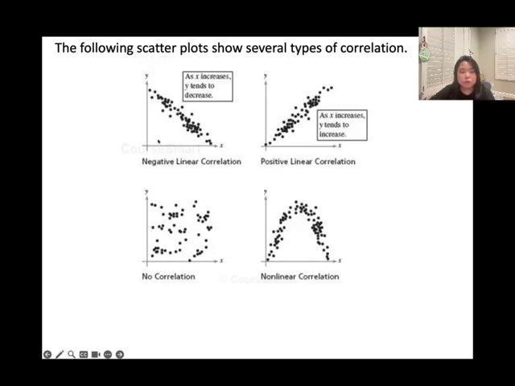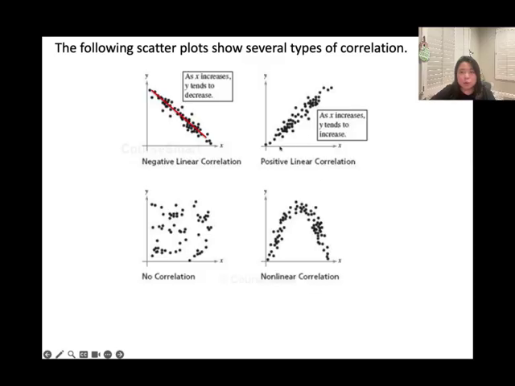First one, you could see when x is increasing, then y tends to decrease. So you could look at the slope here. The slope will be negative because it's going down. So we're going to say this is the negative linear correlation. We could draw the straight line here, and all those points are going to be around this straight line. So we believe there is a linear correlation between these two variables.